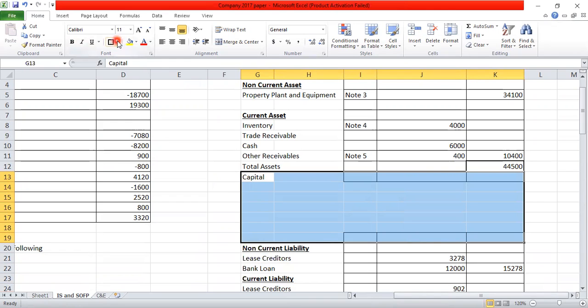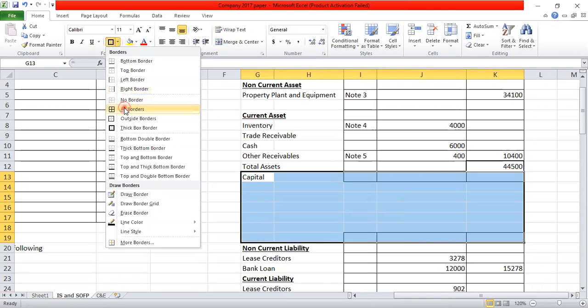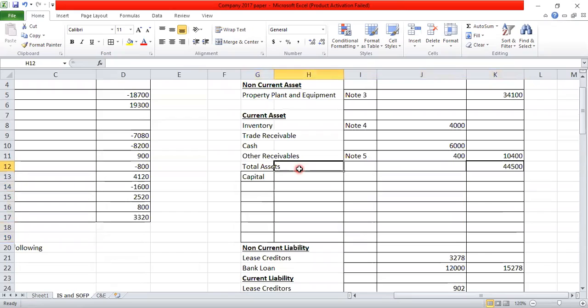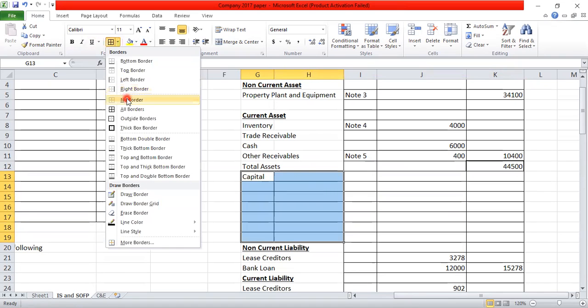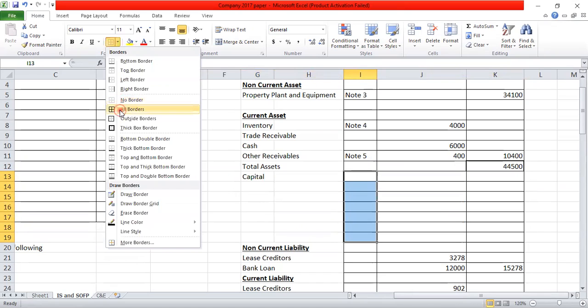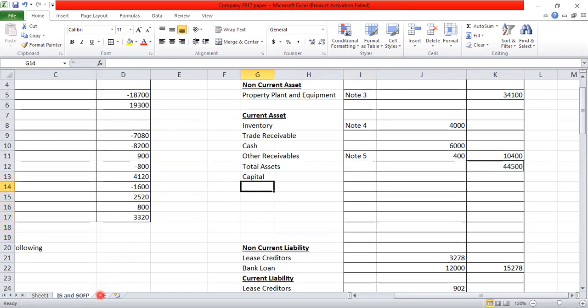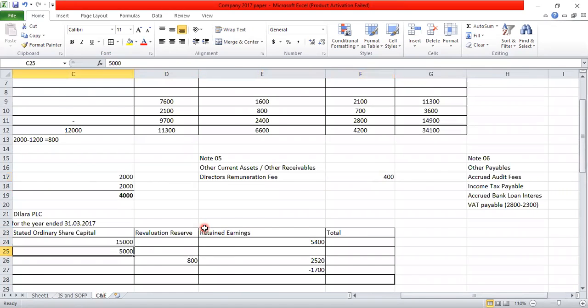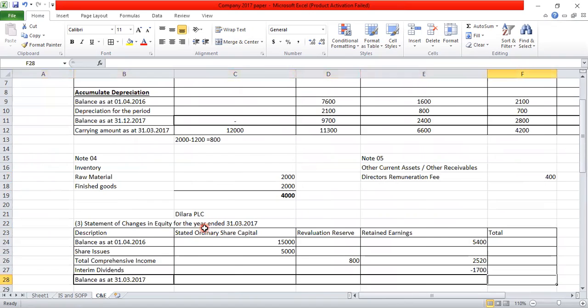Most of the time we need to fill. Consider this. Keep it space so it's very easy for us to understand what we are doing. So then here I'll make it as a column. Okay, so capital, I want to finish the changes in equity before I finish the sum. Now let me move on to change in equity.